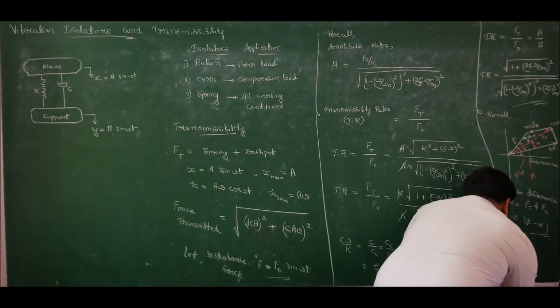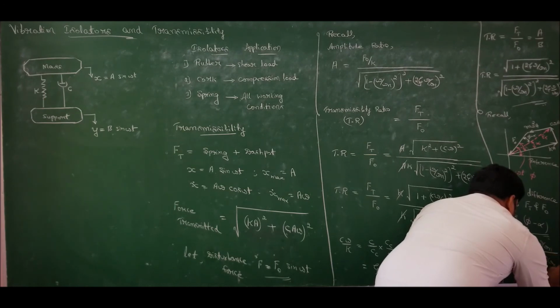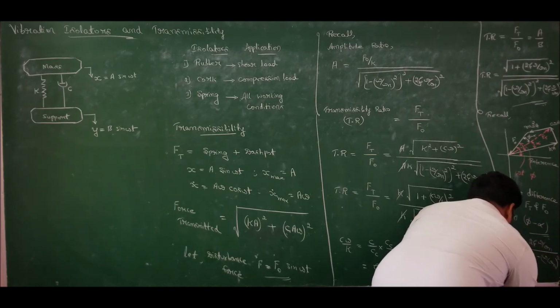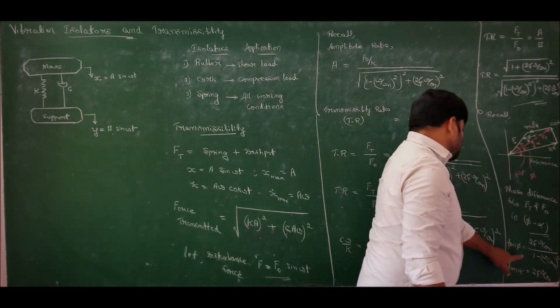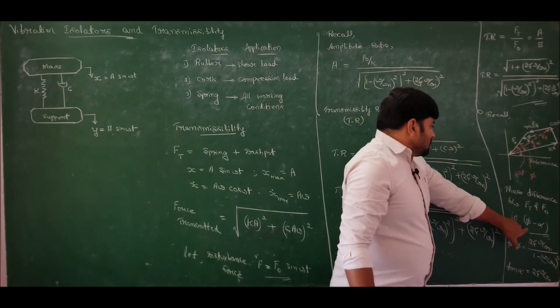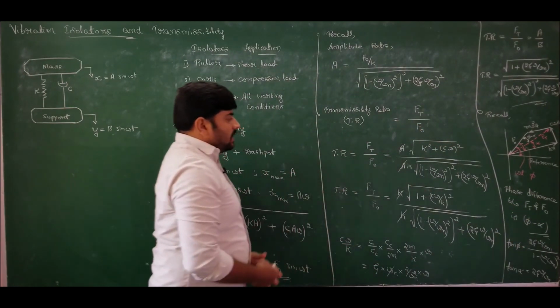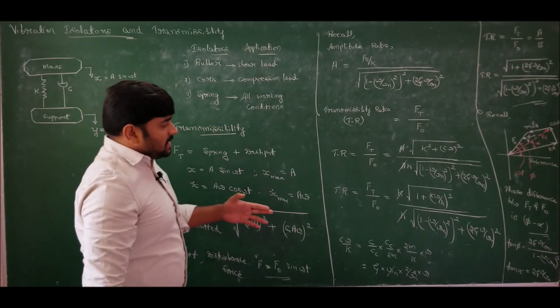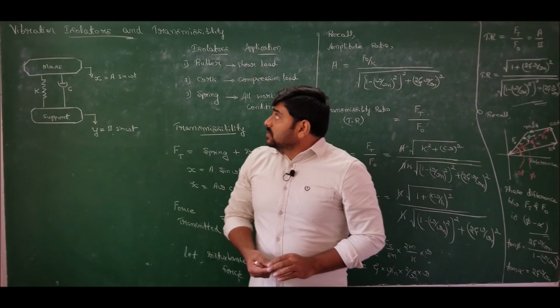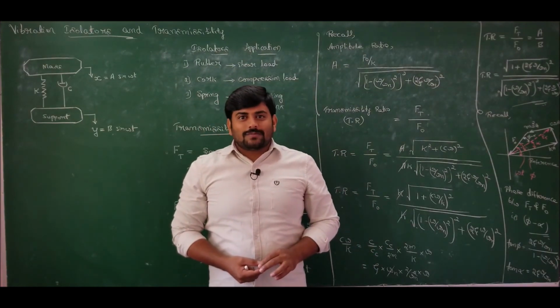Now what is the value of phi? We know that tan phi and tan alpha, both the equations are known to you people. Tan phi is given by 2 zeta omega by omega n divided by 1 minus omega by omega n whole square, whereas tan alpha is given by 2 zeta omega by omega n. Now find the value of phi and alpha. Take the difference, that will give you the phase difference between force transmitted and the disturbance force. So this is the concept of vibration isolation and transmissibility. That's all from this lecture. Thank you all.